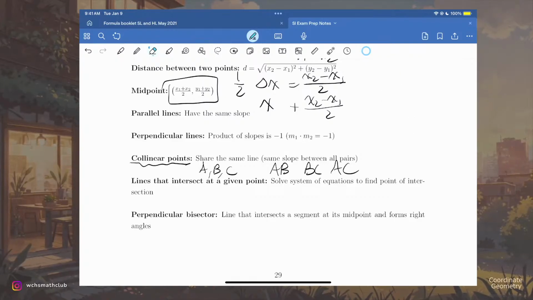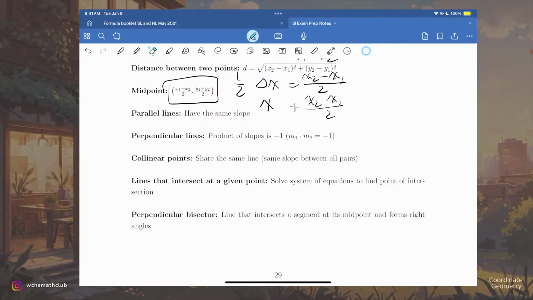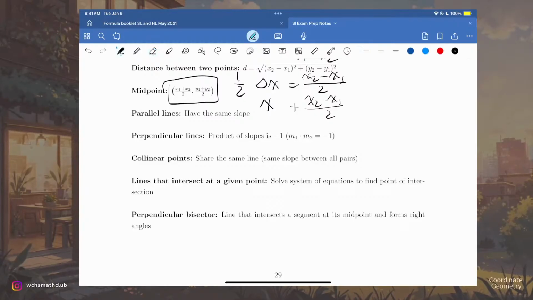Lines that intersect at a given point. So usually you have to solve a system of equations. There's a shortcut called Cramer's rule, which I'm not going to get into here. But if you want to use Gaussian substitution, that's fine as well. I'll just give a quick example.